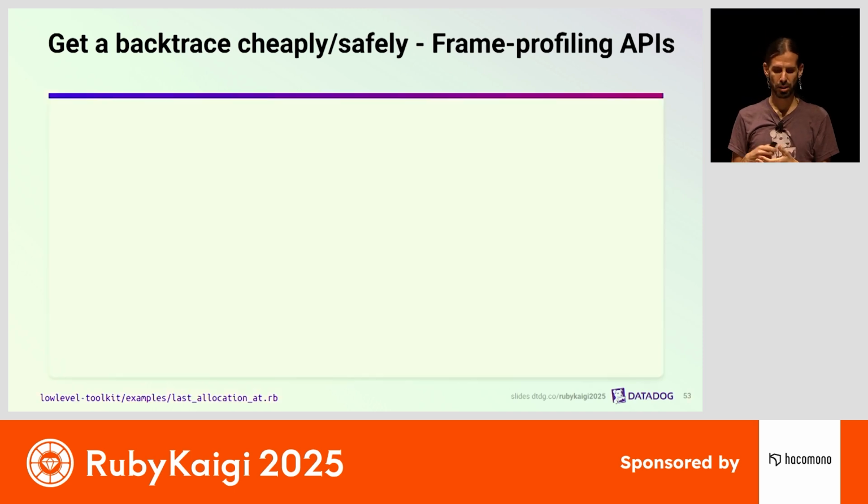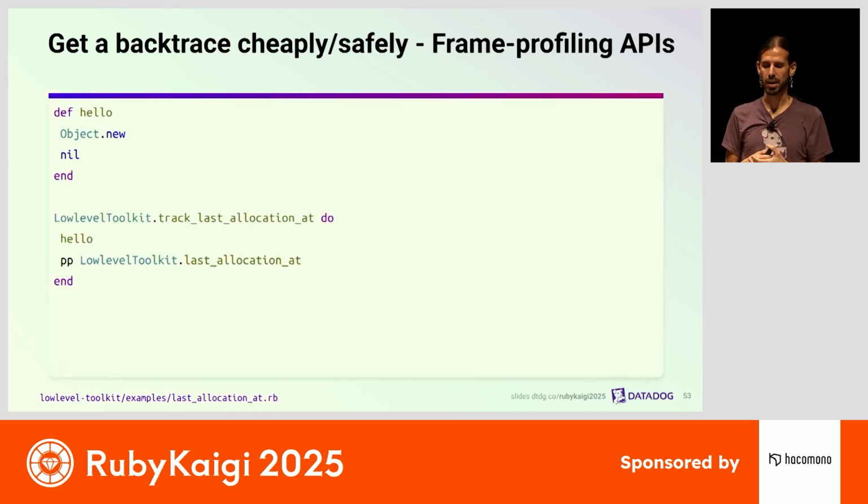So let me give you an example. Let's try to build this thing, the last allocation at. Inside this block, when we call track last allocation at, we can call a bunch of code, and here we're just calling into the hello method.